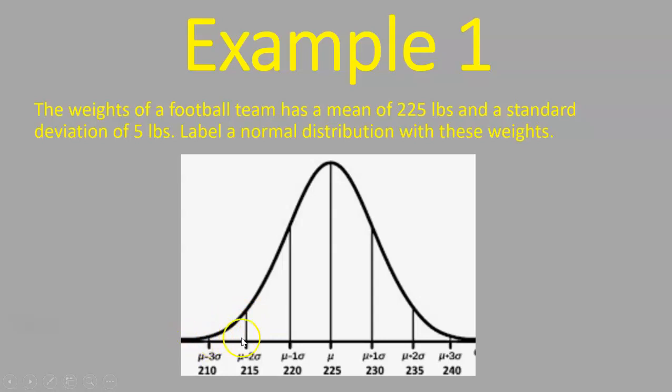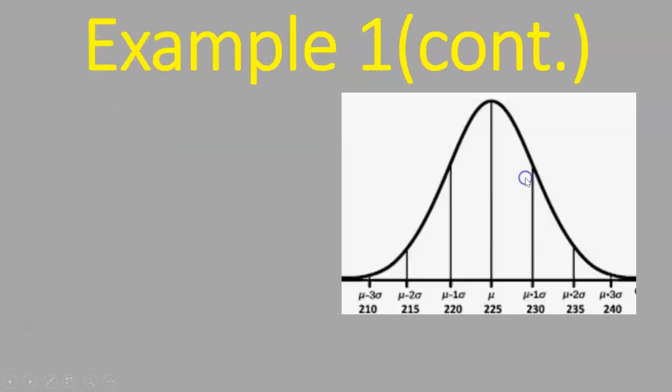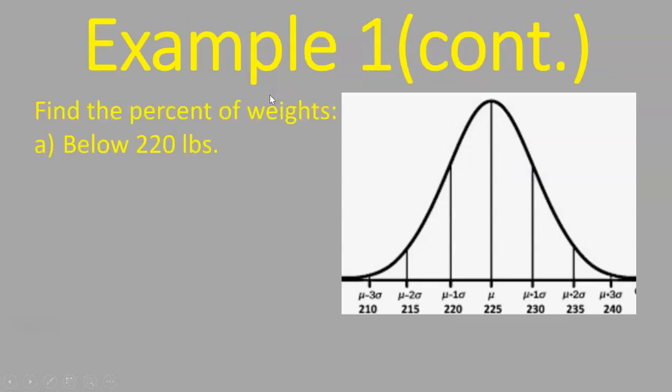Now, there's a few out here, but not many, and very few above 240. Okay, so to label one of these is just simply add and subtract the standard deviation from the mean and put the mean in the middle. We can use this now to estimate some percentages. Okay, so there's the same curve.